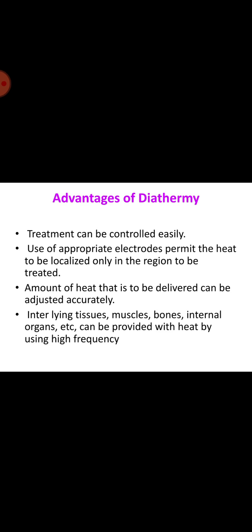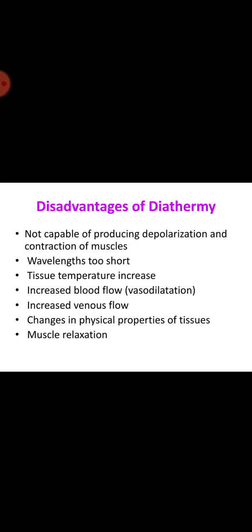Use of appropriate electrodes permits the heat to be localized only in the region to be treated. The amount of heat to be delivered can be adjusted accurately. Interlying tissues, muscles, bones, and internal organs can be provided with heat by using high frequencies. And the main disadvantages of diathermy are that it is not capable of producing depolarization or contraction of muscles, and the wavelengths are too short. Effects include increased tissue temperature, increased blood flow, increased venous flow, changes in the physical properties of tissues, and muscle relaxation. So the use of high frequency offers a number of important advantages.